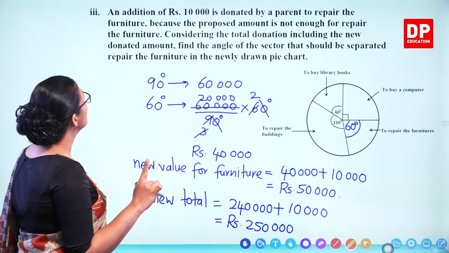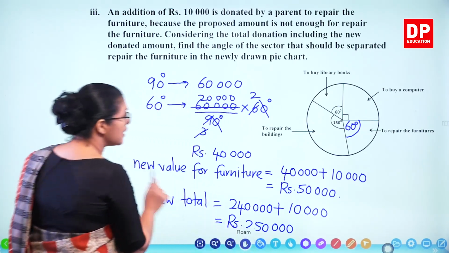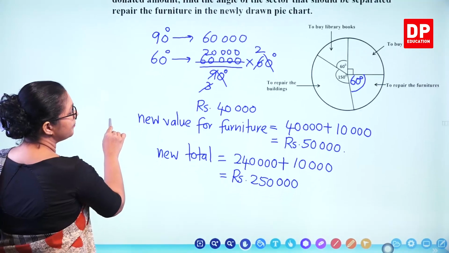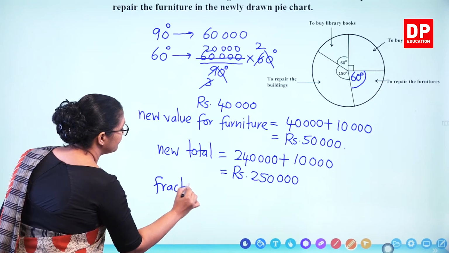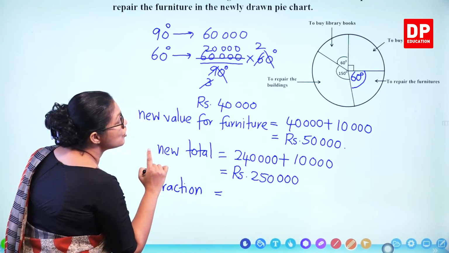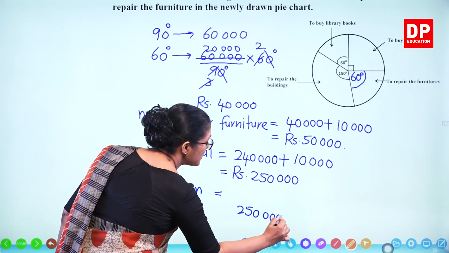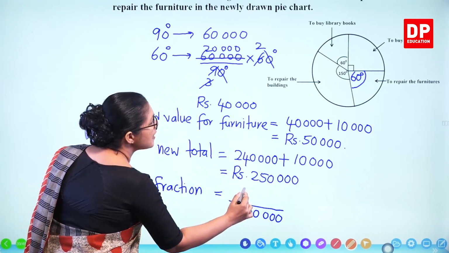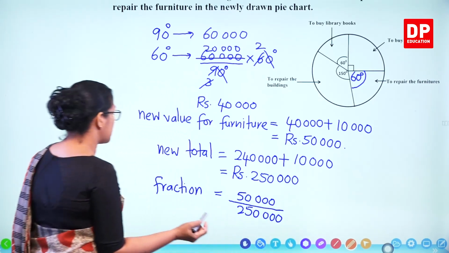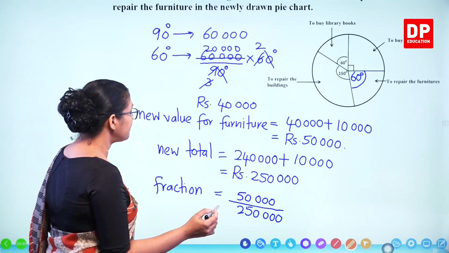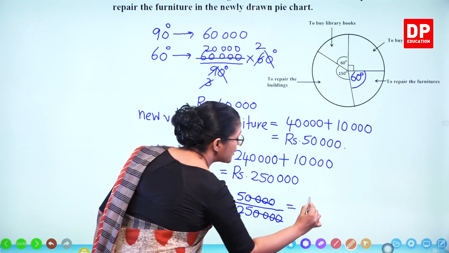So we need to find out the angle. First we can find out the fraction. So what's the fraction? For furniture now, out of 250,000 rupees, 50,000 given for furniture. So that's as a fraction. 1, 2, 3, 4, 4 zeros, so 1/5.